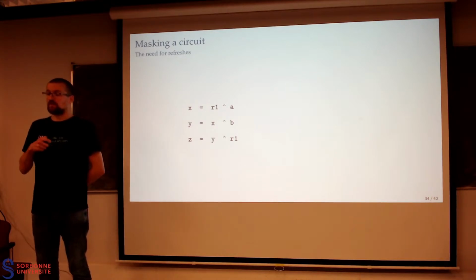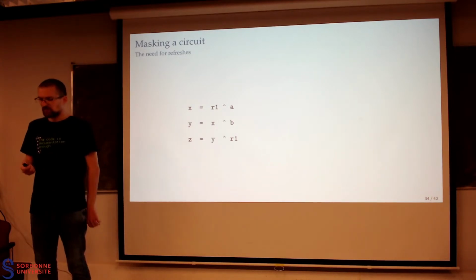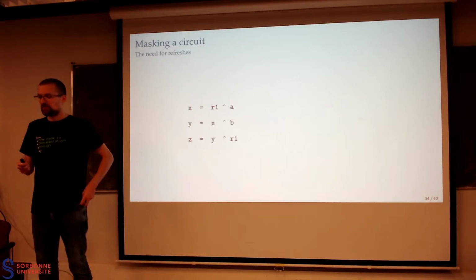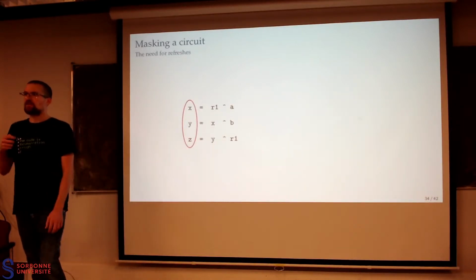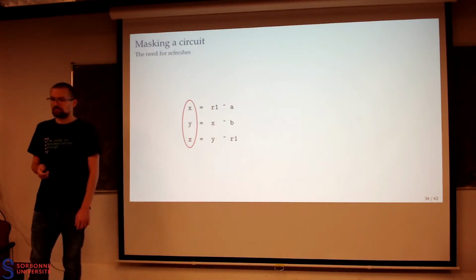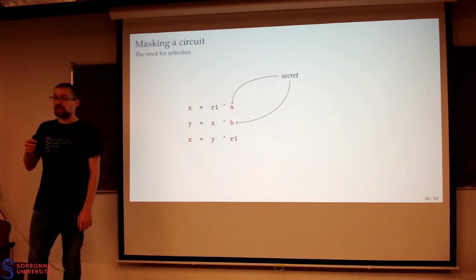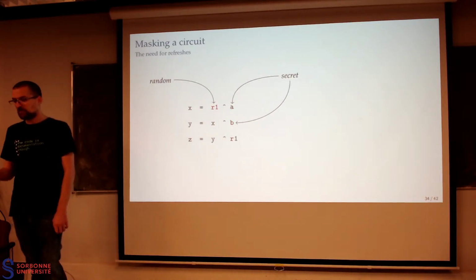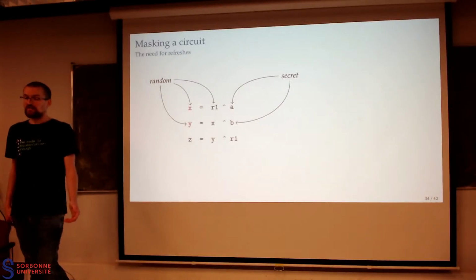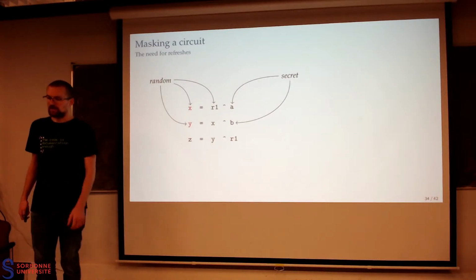However, it's not quite sufficient to just replace each operator with a masked gadget if you want to obtain a secure circuit. So consider those few lines of code where we consider an attacker that can probe X, Y, or Z. We want to make sure that X, Y, and Z are random. Initially, A and B are your secret variables, and R1 is a random variable. So X and Y are indeed random because they are XORed with a random variable.